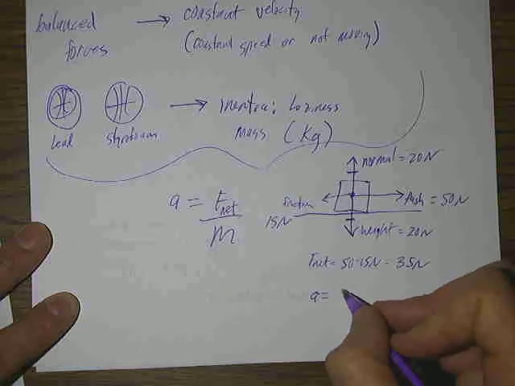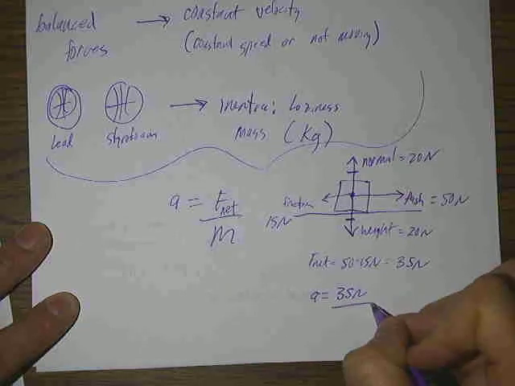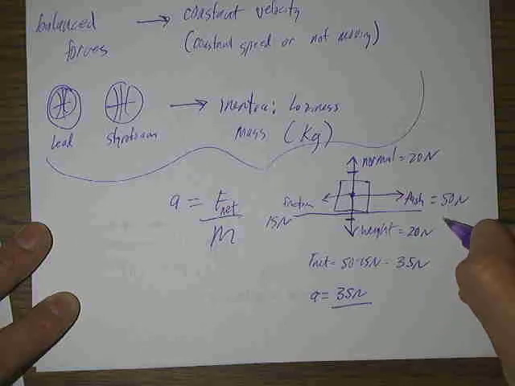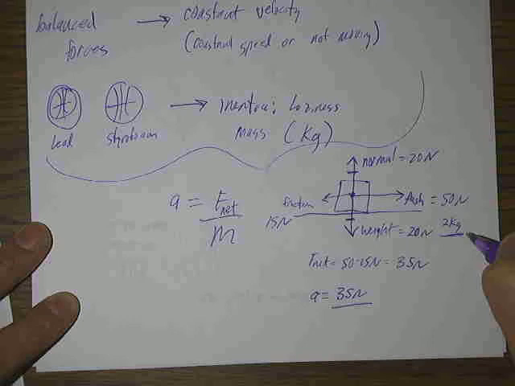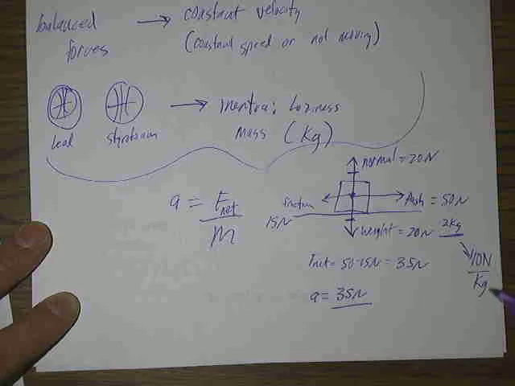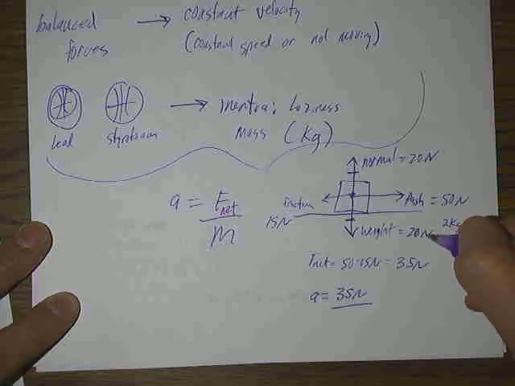Also 20 newtons. So what's unbalanced here, or the net force in this case, is just the 50 minus the 15, which is 35 newtons. So then I could figure out what the acceleration is. 35 newtons unbalanced. I could say if the weight is 20 newtons, then that means the mass of this thing must have been 2 kilograms.